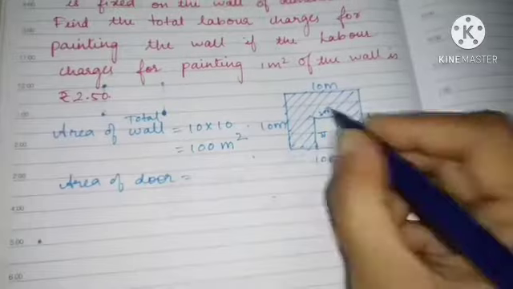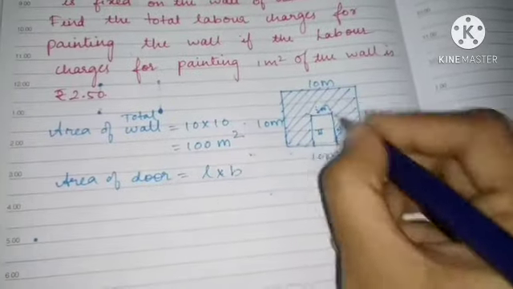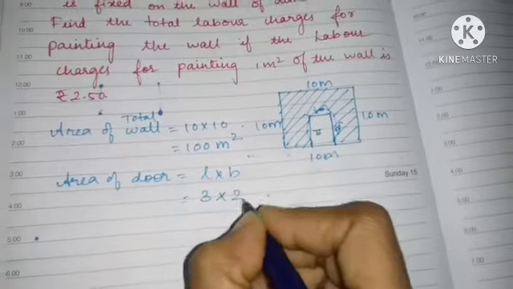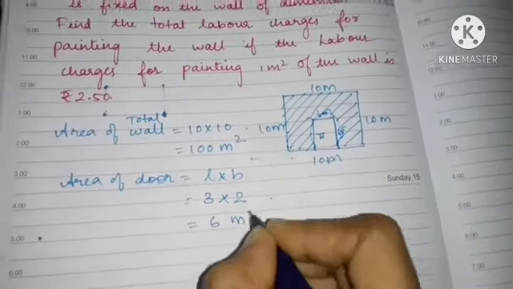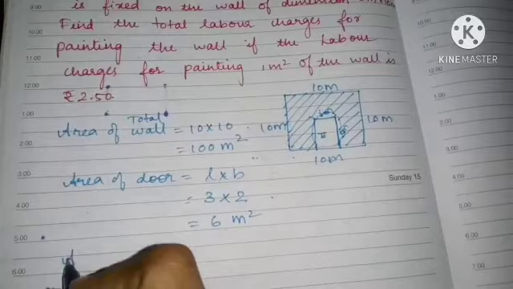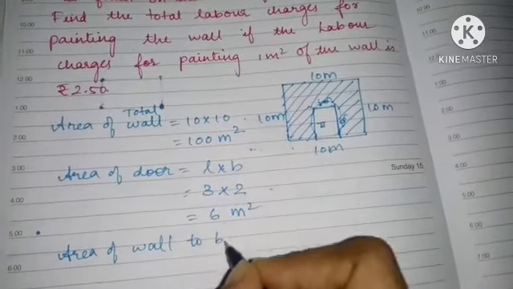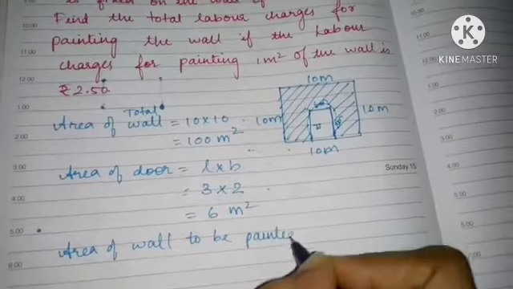Next, area of the door. The door is in rectangle shape, so area is L into B. What is the length? 3. Breadth is 2. 3 2s are 6 square meter. So now, area of the wall to be painted.